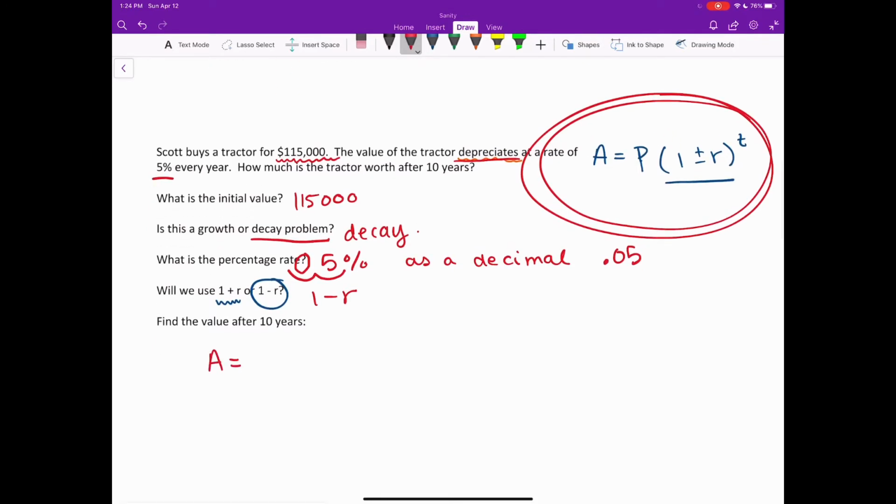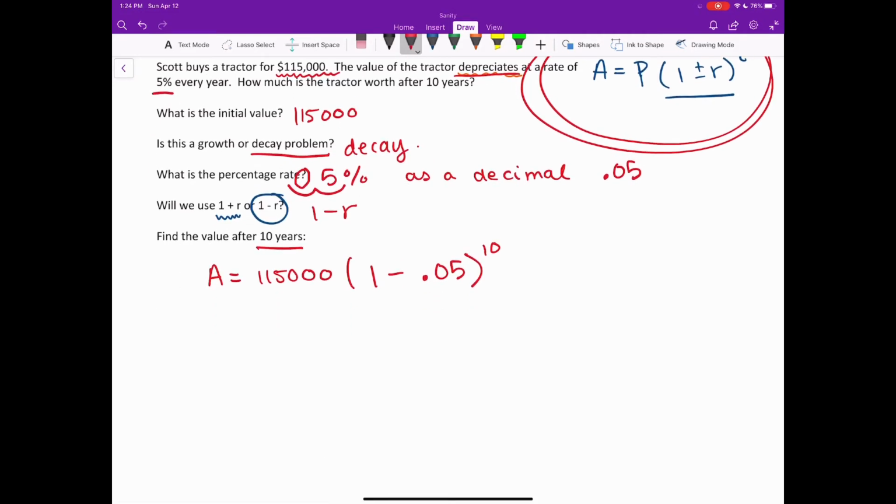Sum of value A equals my initial amount. That's too many zeros. No, it's not. All right. 1 minus my rate as a decimal, 0.05, to the power of t, and this time after 10 years, there we go, I put t times 10 up into the exponent. All right, let's get on track. I'm kind of losing my brain here.